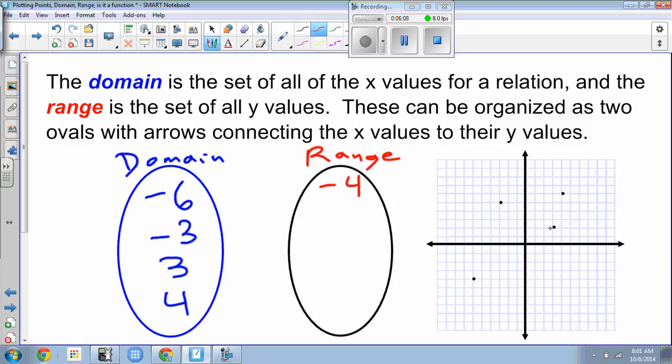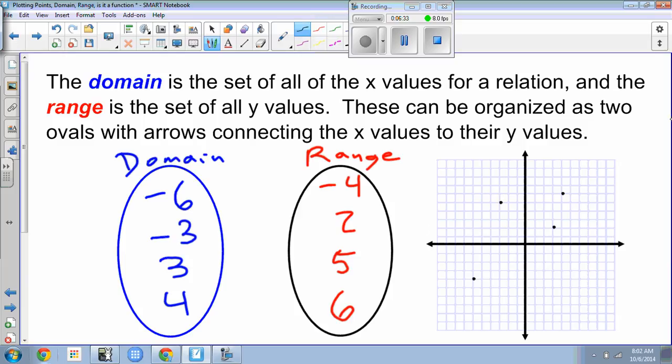Also, here's a +2. That would be in this one. Coming up, I see 3, 4, 5 is also a value in the range. This point right here had a 5 for its y value. And then last but not least, this one has a 6 for its y value. Domain, x's, range, y's. It's just a list.